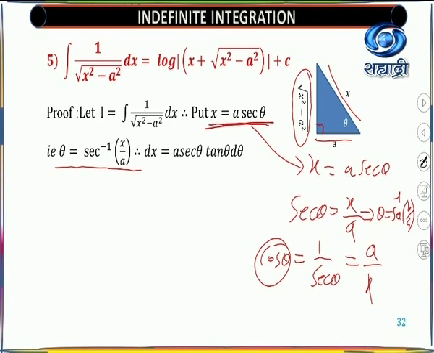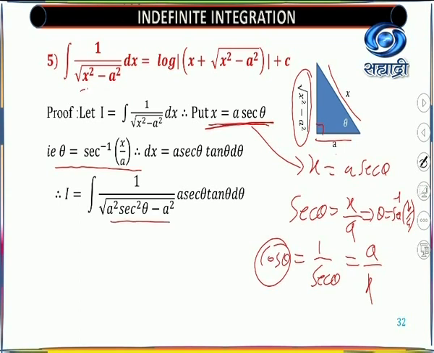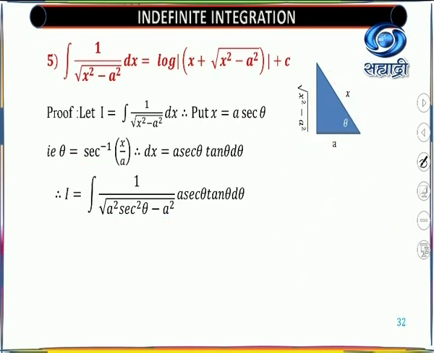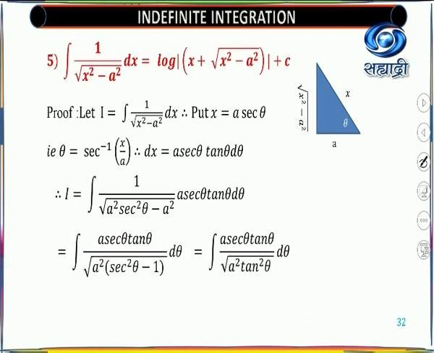Now we'll substitute these values in our function. What is our function? Integral 1 upon root of a square sec square theta minus a square, because x value is a sec theta, and dx value is a sec theta tan theta. Now we'll simplify this. Take a square common: a sec theta tan theta, a square into sec square theta minus 1 d theta. Now what is sec square theta minus 1? That is tan square theta.